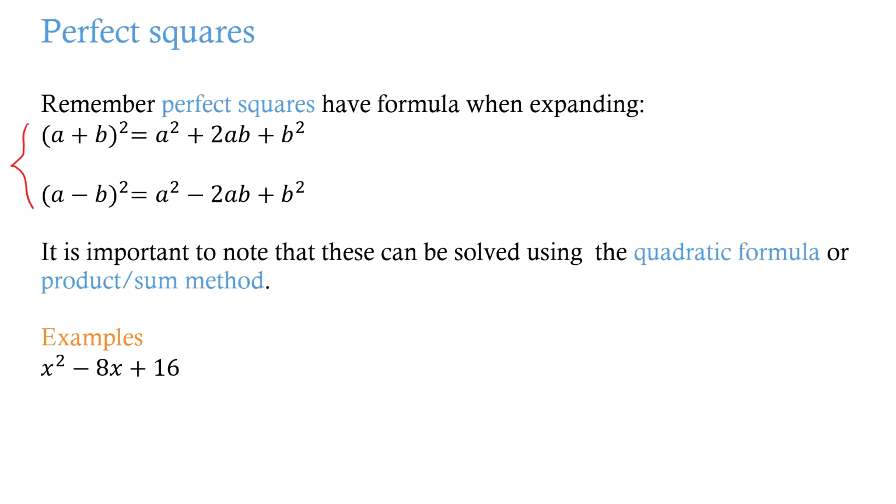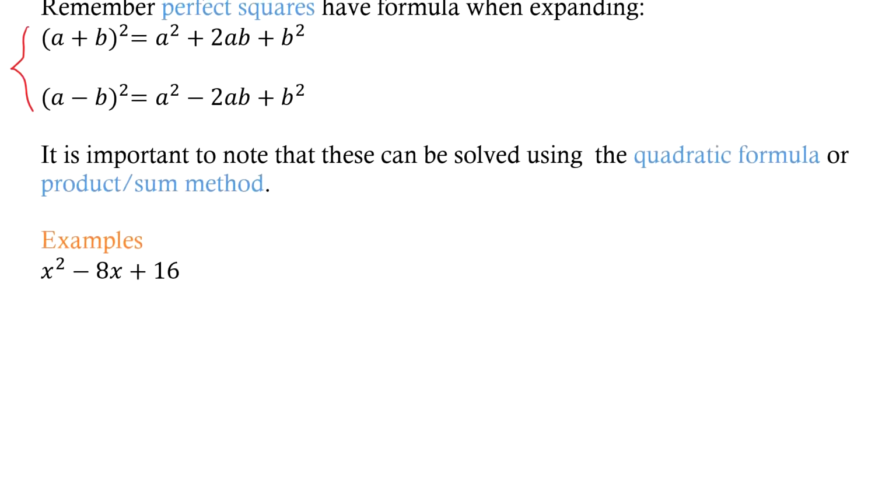So it's important to note that these also can be solved using the quadratic formula or using the product sum method. So for example, we're going to do our x squared minus 8x plus 16. The first thing we should look at is finding our two terms. To do that, you're going to square root your first term, which was our x squared. That got us x. And we're going to square root our 16.